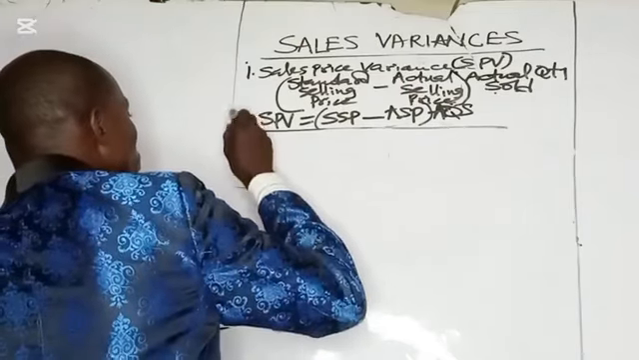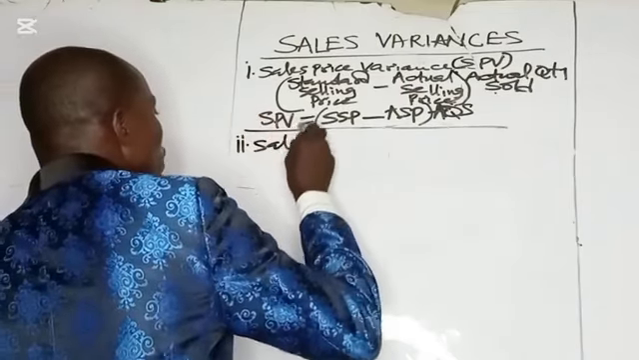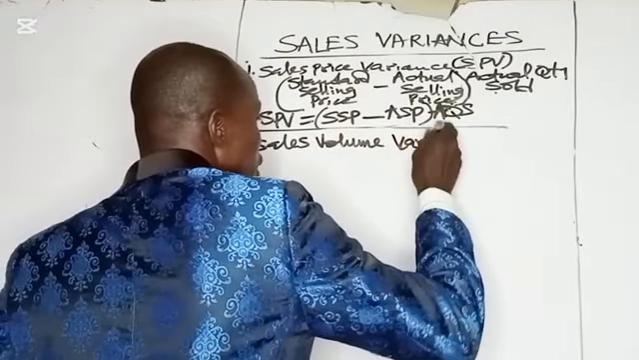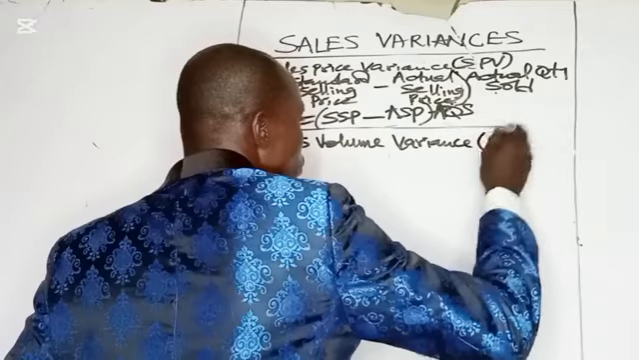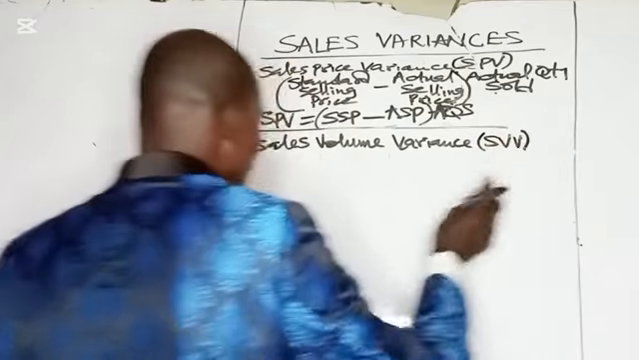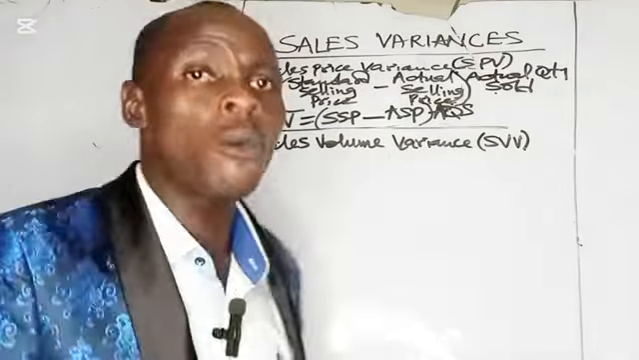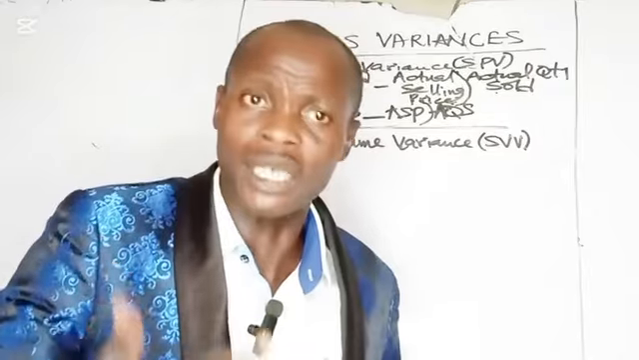Number 2, sales volume variance. When you say sales volume variance, we are referring to the quantity sold. We don't have standard quantity sold. We don't use the word standard.